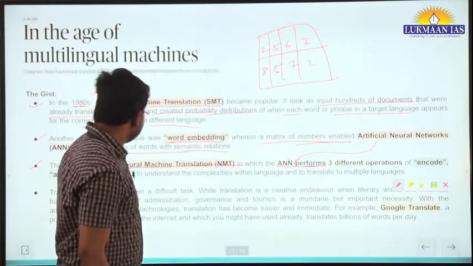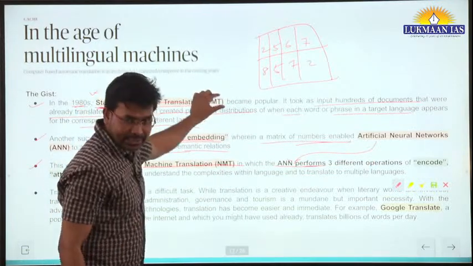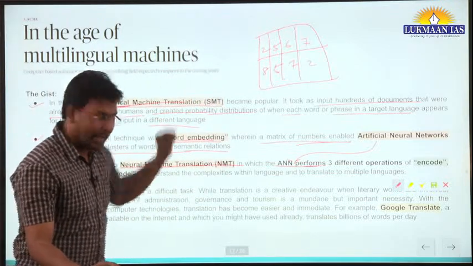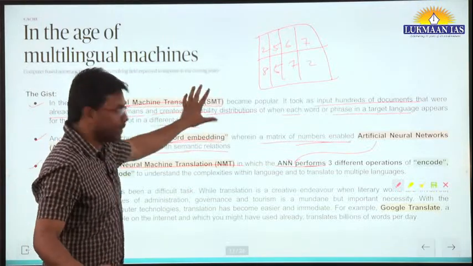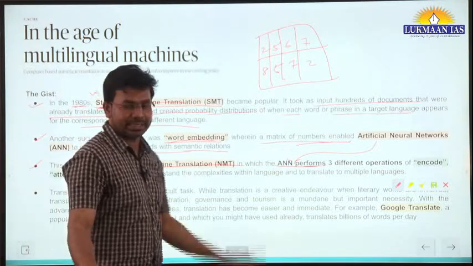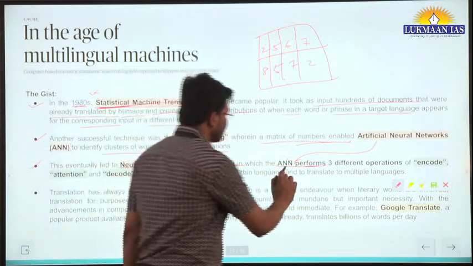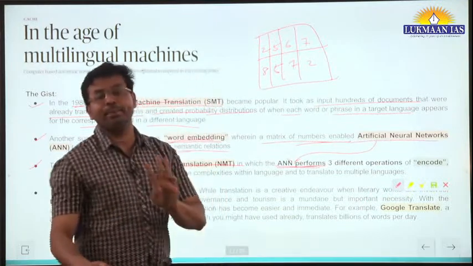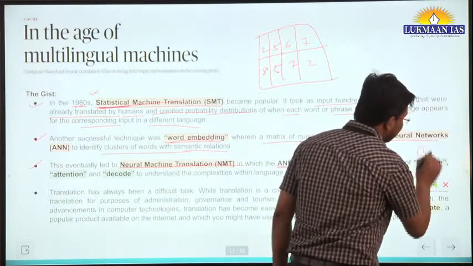Okay, so earlier we used statistical machine translation. Later on, the latest version is neural machine translation, and in between we also used word embedding. Statistical machine translation, then word embedding, then neural machine translation. This neural machine translation uses artificial neural networks, and it performs 3 important operations. What are those operations? One of the operations is known as encoding.